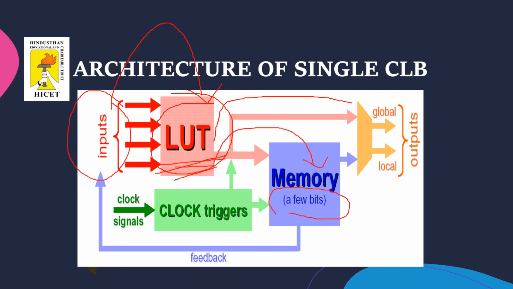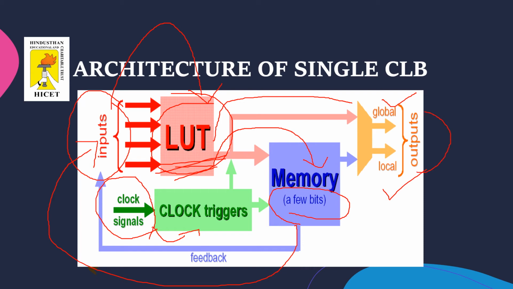This memory will contain a few bits of information. For activating this specific CLB block, I require a clock signal and this clock is being triggered. Once these inputs are passing inside the CLB, if it is required, a feedback is provided from the memory again to the lookup table. So this is all about a configurable logic block's architecture. It contains a lookup table, memory, a clock trigger, and finally the outputs are obtained globally or locally according to the programs, and the output is obtained at the final part.